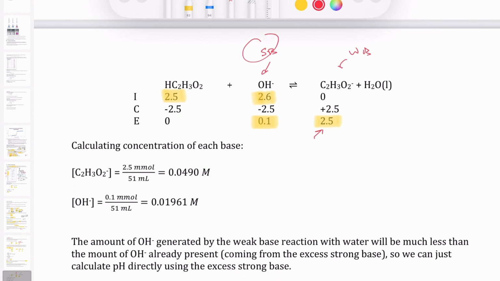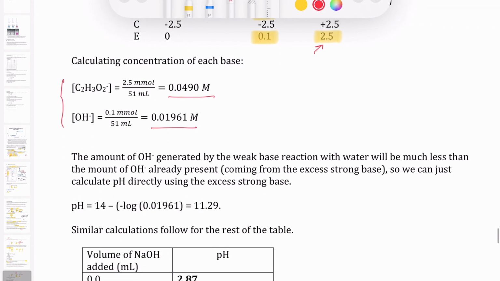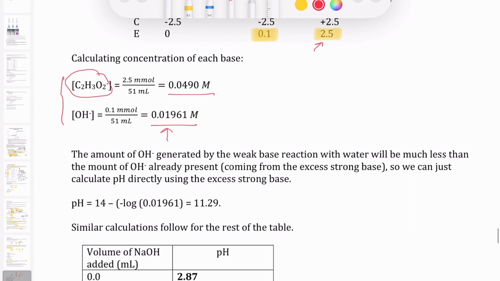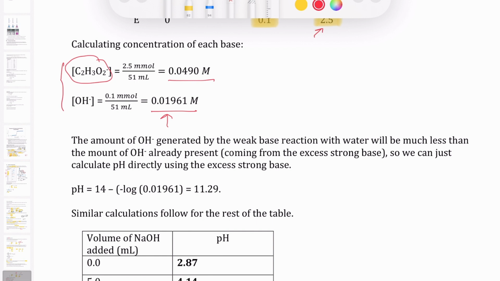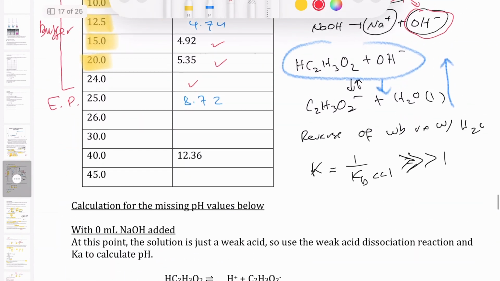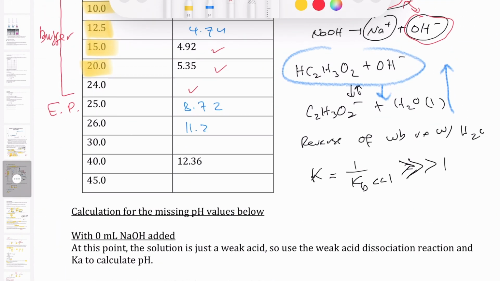And so right now, when I look at these two species, this is how much strong base I have, this is how much weak base I have. You can see that there's more weak base here, but if you go ahead and calculate how much OH minus is actually produced by that weak base, it's much smaller than this number right here. So in the end, all I need to do is take the negative log of this to give me my pOH, and then I subtract that number from 14, and I would get a pH of 11.29. And so that's the number that would go here in my table as my pH, 11.29.